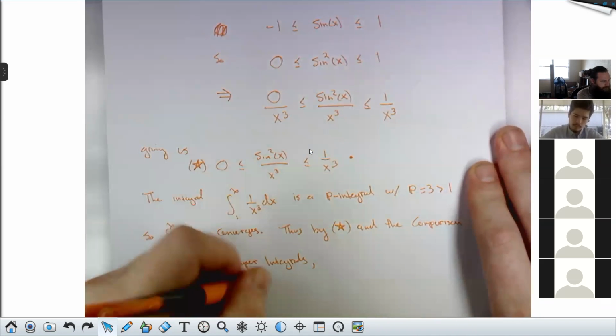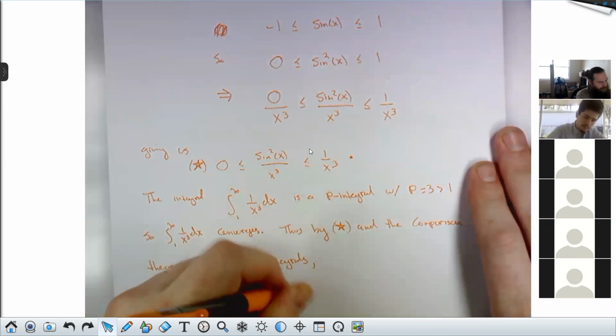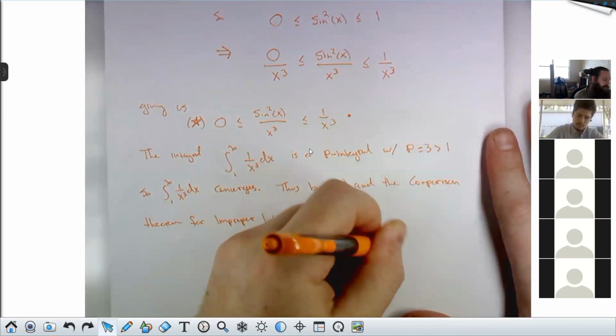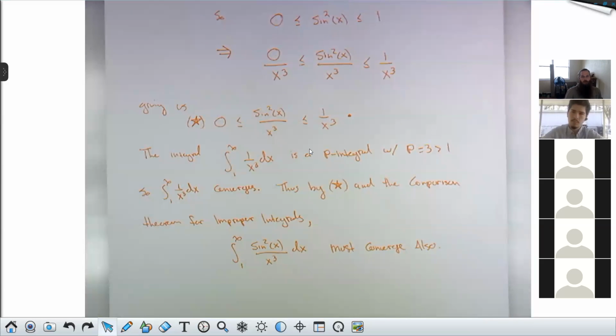integral 1 to infinity of sine squared x over x cubed dx must converge also. That's it, job done. You'll notice I don't have a clue what the value of that integral is. I really don't. And I don't mean I haven't just computed it here, I mean I straight up don't know. It's going to be very hard to get the exact value of this integral, extremely hard.